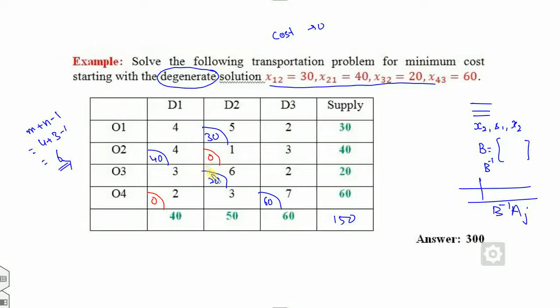Now there are 6 allocations. Now you can find the values of u1, u2, u3 and the vj's. Once you solve, this is the optimal answer. I just give it to you, you can try to solve it. Remember, in this problem you are not able to apply the northwest corner method. If you want to apply the northwest corner, then again the answer will be 300. But in this problem, it is given that you start with this table.